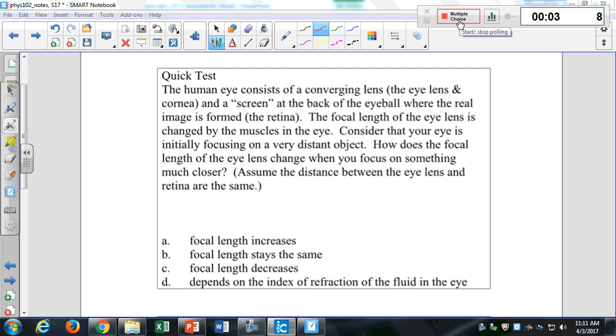How does the focal length of your eye change when you're looking at something far away and then you bring it up close? How does your focal length change? Does it increase, stay the same, or decrease? It's not D, it's either A, B, or C. What happens to the focal length of your eye? It is a convex lens in your eye, by the way, so it does have a positive focal length.